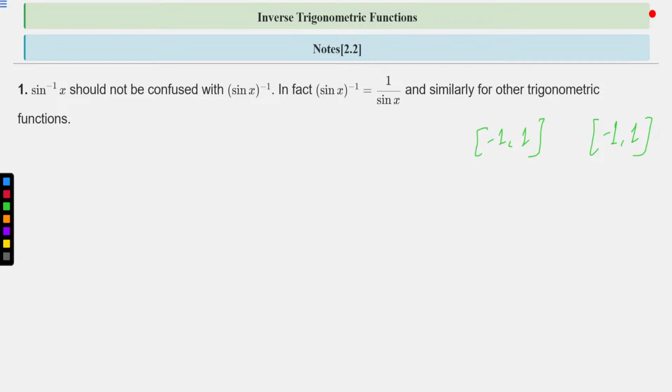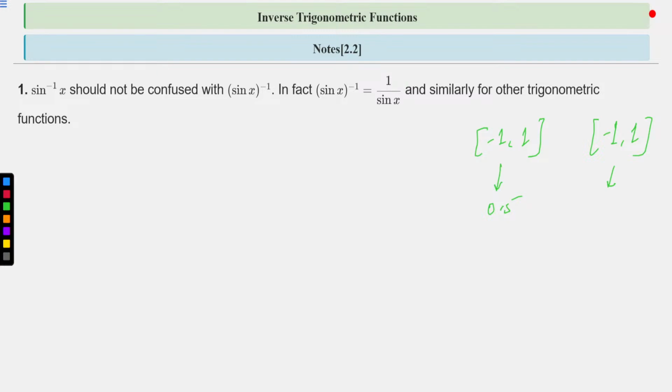Suppose at a particular value, sine inverse has value 0.5, so cos inverse will have some other value, right? But that value will be between minus 1 and 1 always. It will not exceed 1 and it will not be less than minus 1, right?